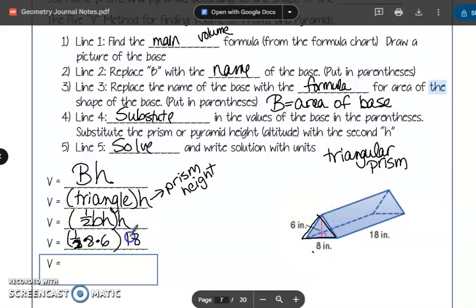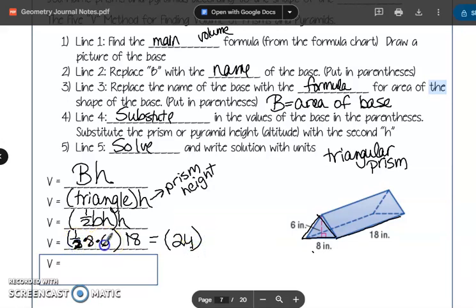Okay? Then I have another number here. This connects the two bases. That's 18. Then we go to solve it. Guys, there's different ways to solve this. I can do half of 8 times 6. Half of 8 is 4. 4 times 6 is 24. Or I can do 8 times 6 is 48. 48 divided by 2 is 24.